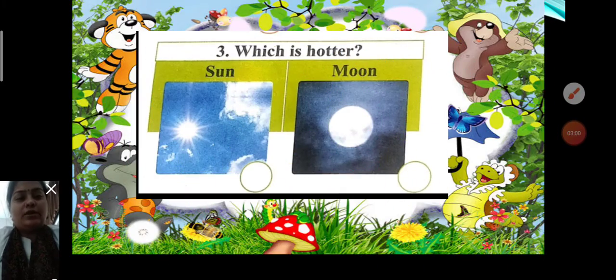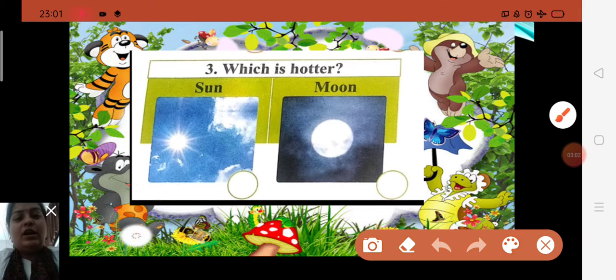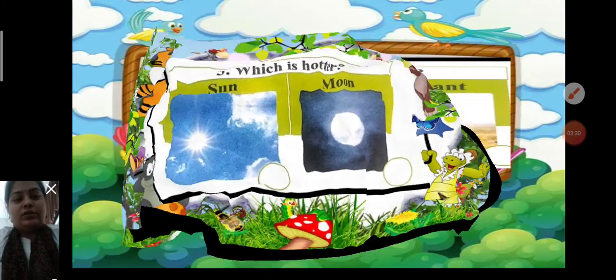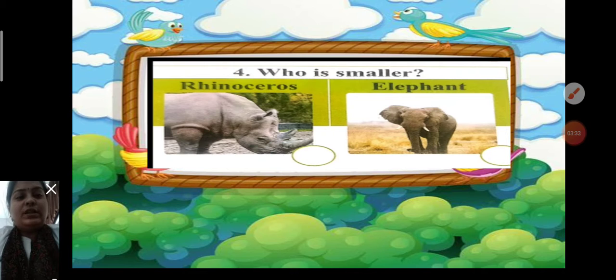Which is hotter? Children, you all know the sun is called the big ball of fire. It shines brightly. So it is asking which is hotter. It is confirmed that the sun is hotter, so you will take the sun. Sun is hotter than the moon. Already you know, children, the moon is round in shape, and it has no light of its own. Children, now next, which is smaller?